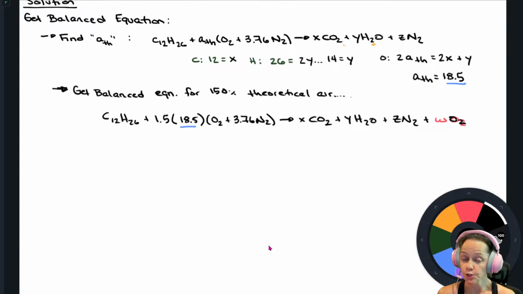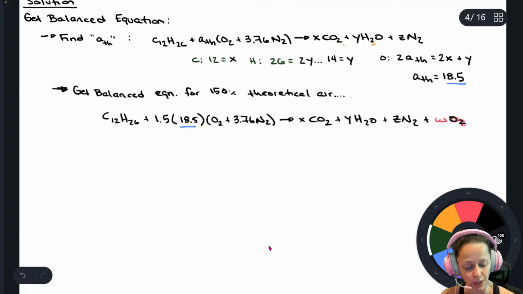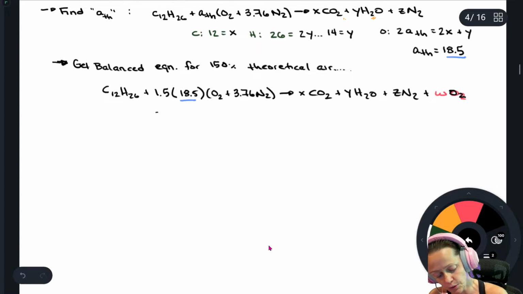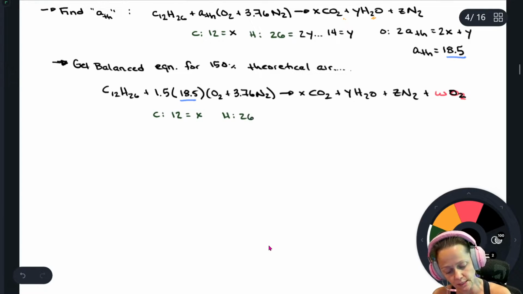All right. So another mole balance, and then we'll have our chemical equation. So for the carbon, 12 on the left-hand side, X on the right-hand side. For the hydrogen, 26 on the left-hand side and 2Y on the right-hand side.